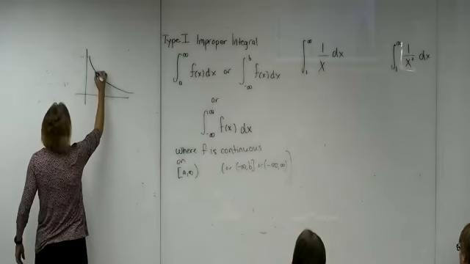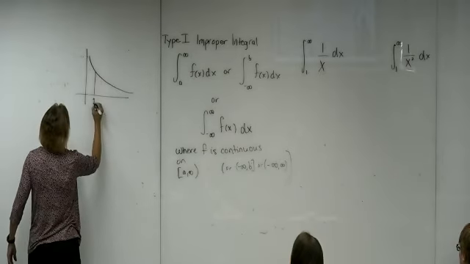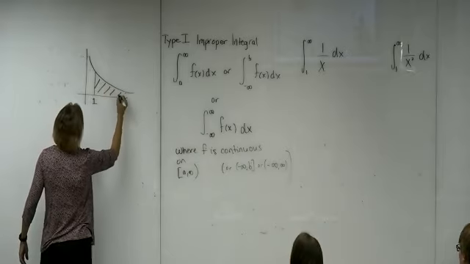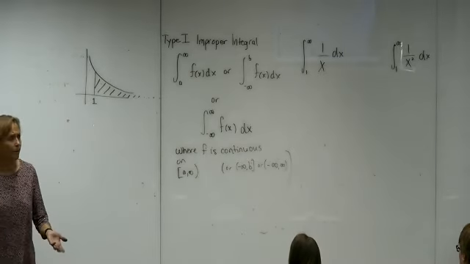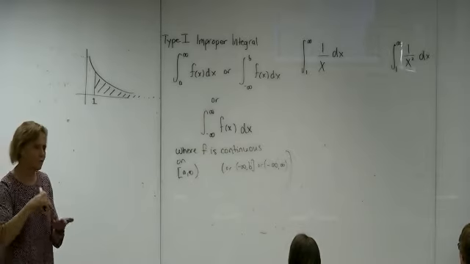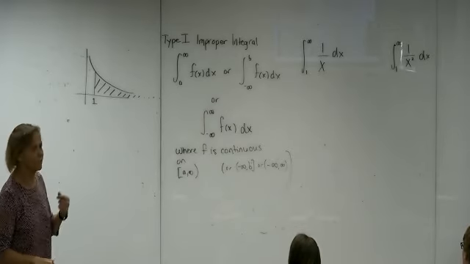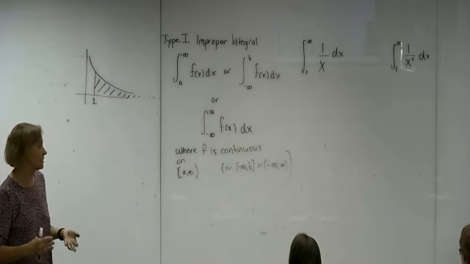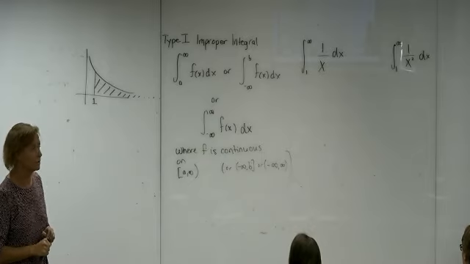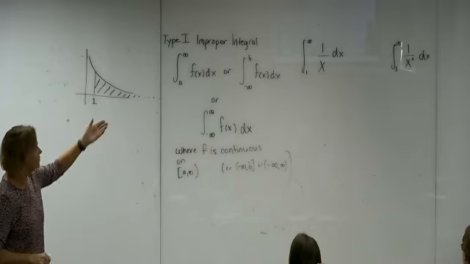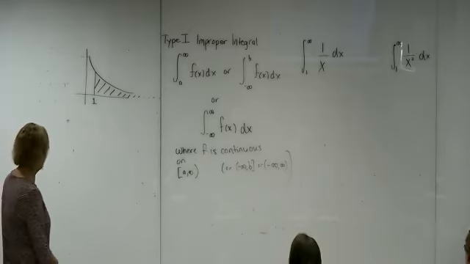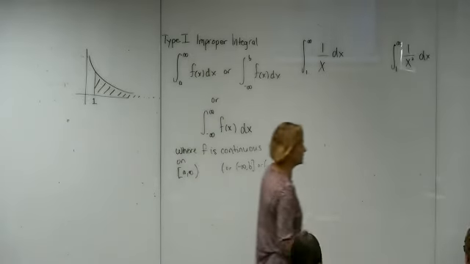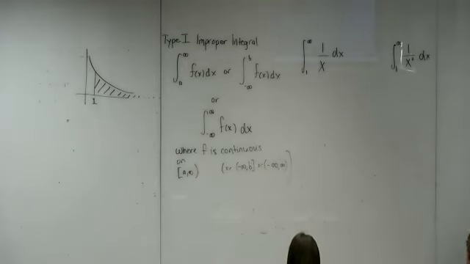And I'm looking at whether or not the area under the curve on out to infinity is a finite number or an infinite number. If it's a finite number, then the integral converges. If it's infinite, then the integral diverges. One of these converges, one of them diverges. And the way we figure that out is very similar to the way we did it a second ago. We just make it a proper integral.